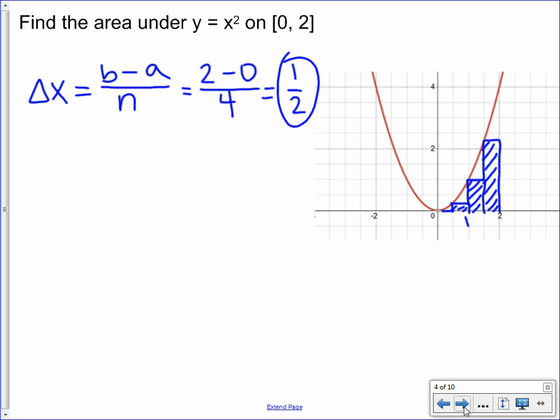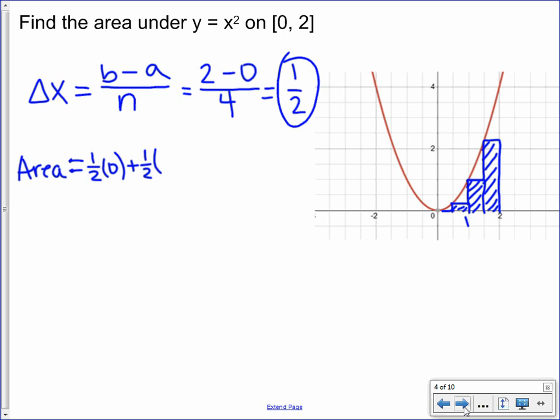Okay, so now we're going to calculate the area. Open your flap. We're going to calculate the area in that blank space. So our area underneath the curve. How do we find the area of this first rectangle? 1/2 times 0. Plus 1/2 times, what is the height of this rectangle? 1/4. How did you get 1/4? I looked at the graph.